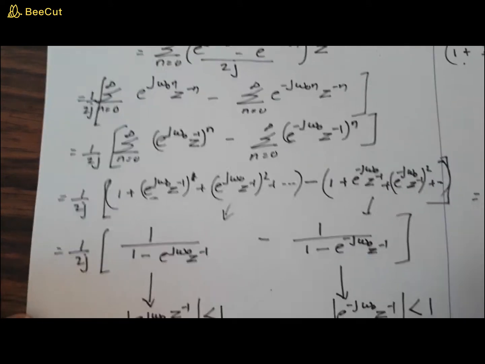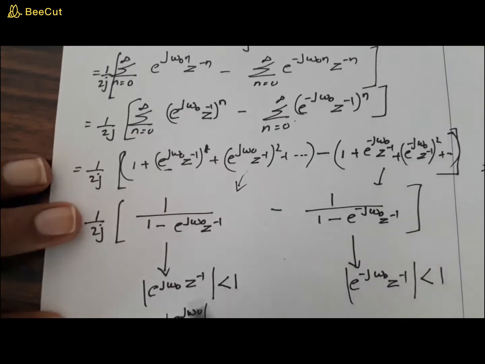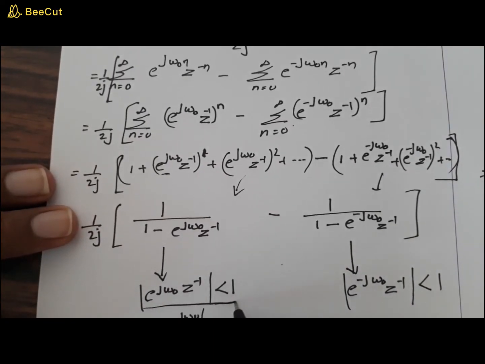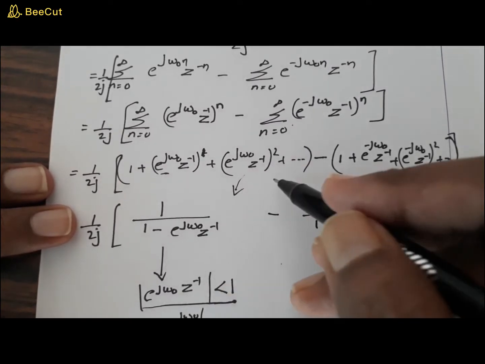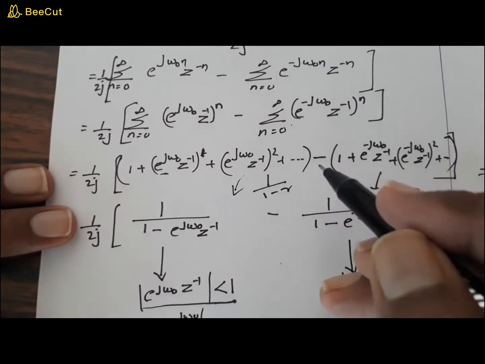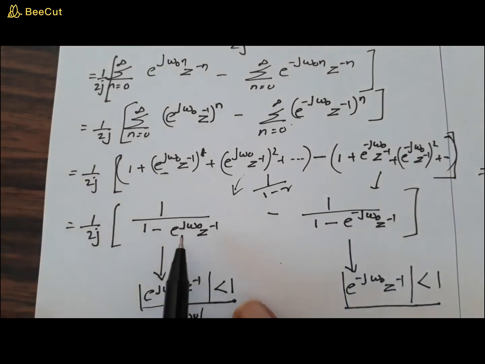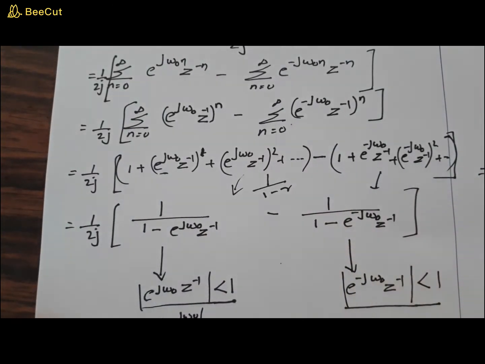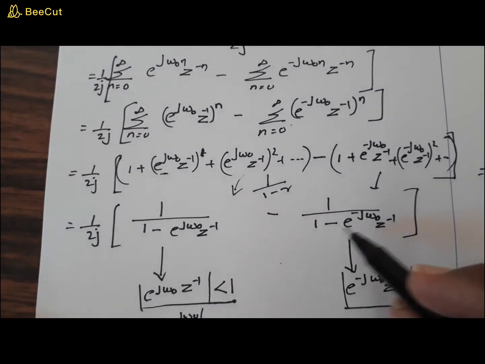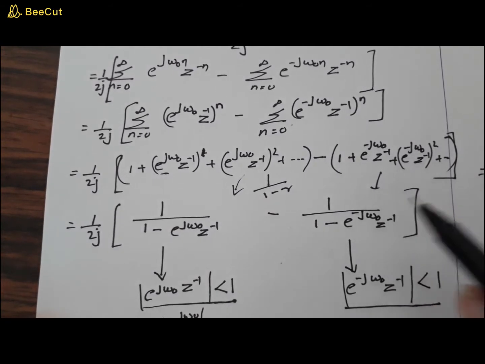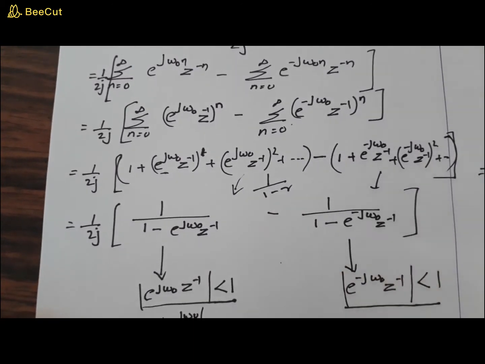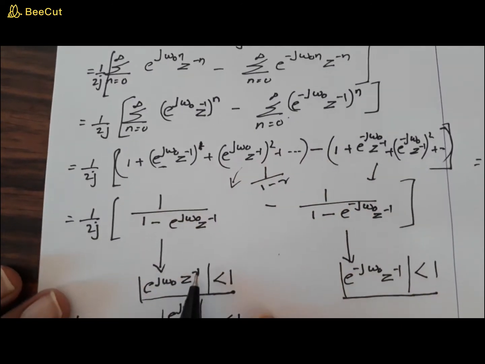So if you can impose a condition like this, that is, the magnitude of e raised to j omega 0 z raised to minus 1 is less than 1, and the magnitude of e raised to minus j omega 0 into z raised to minus 1 is less than 1, you can straight away write the sum using 1 by 1 minus r, where r is the common ratio. So here it is 1 by 1 minus e raised to j omega 0 into z raised to minus 1, and this is 1 by 1 minus e raised to minus j omega 0 z raised to minus 1. Now this you can do only by imposing these two conditions. Now let us work out these conditions. What is actually the meaning of these conditions?